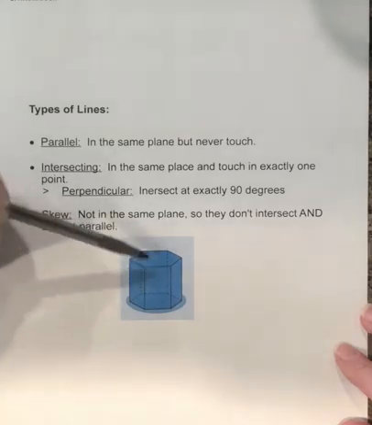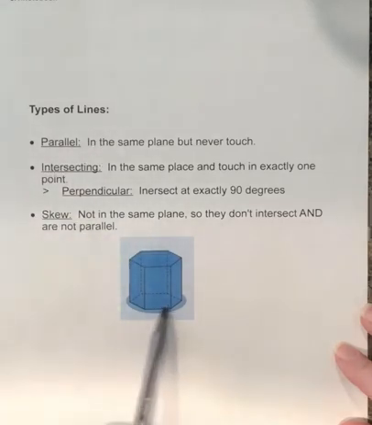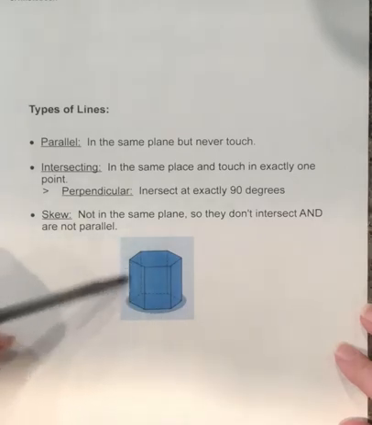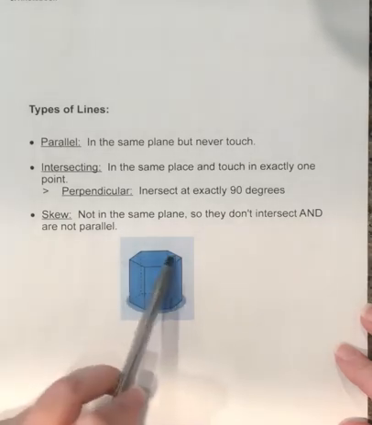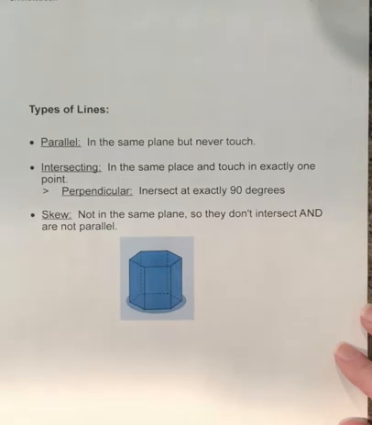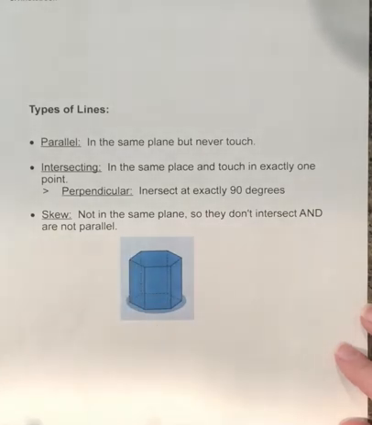So for example, if I looked at this segment right here and this right here, well, they're never going to touch in any way, but they're not in the same plane, so I can't really consider them parallel. If I looked at this right here and this up here, those are skew. So when you're looking for skew lines in a figure like this, you want to think two things: different planes, different directions. That's probably your key that they're skew.